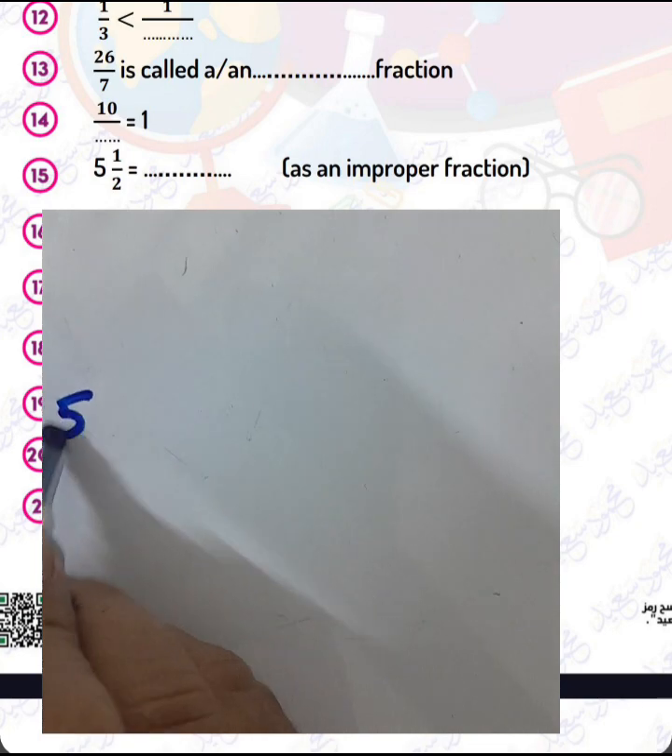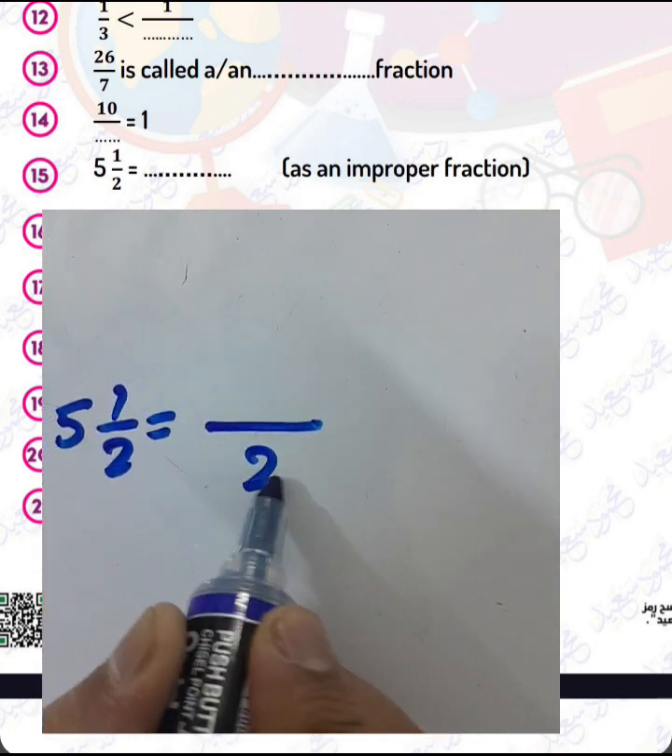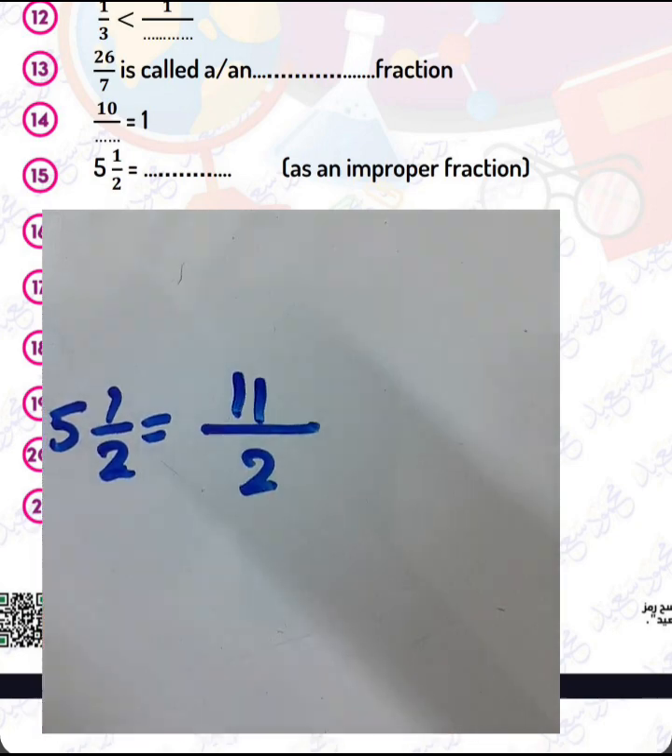5 and a half, we can convert from mixed number to improper. 2 times 5 equals 10, 10 plus 1 equals 11. Then you can write 11 over 2.